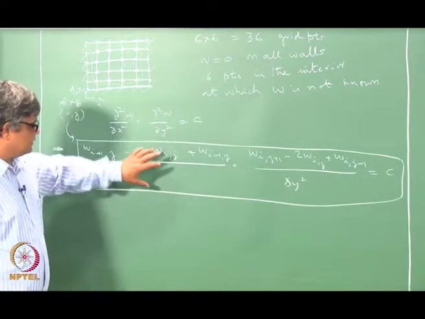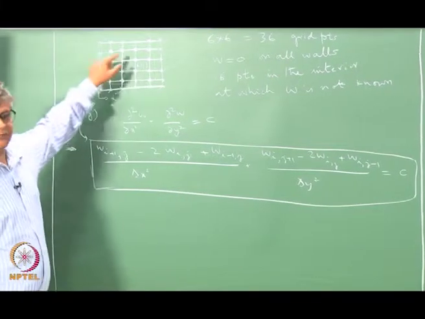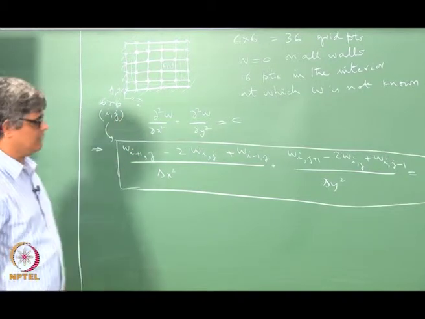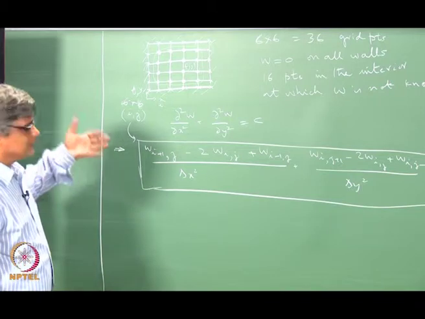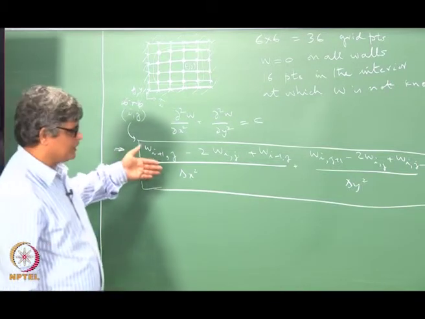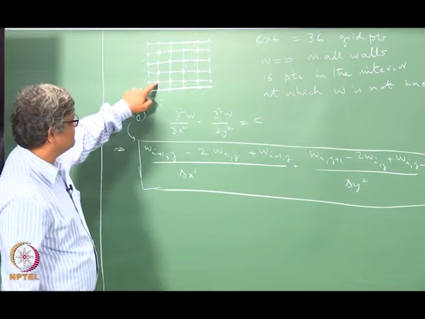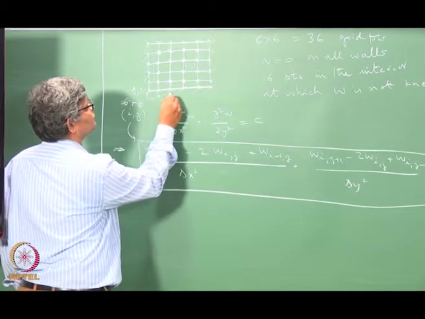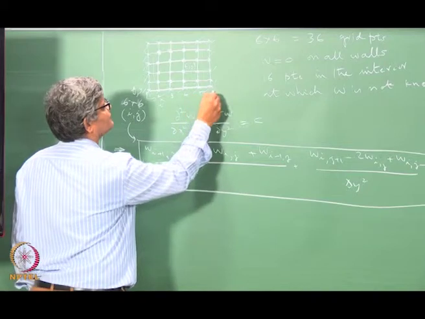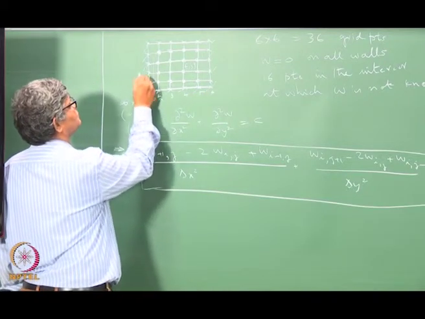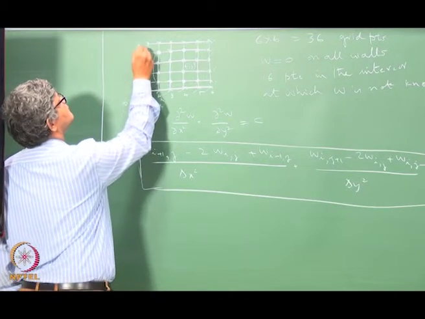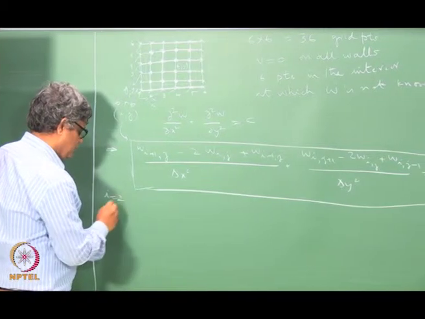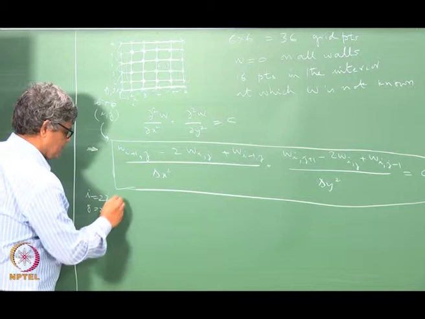Okay. So we would like to apply this for every grid point at which the value is not known, and then we would like to get a system of equations. To illustrate this, let us see how we can apply this template to the first point here. The first point has i equal to 2 and j equal to 2, so we will call this 2,2.